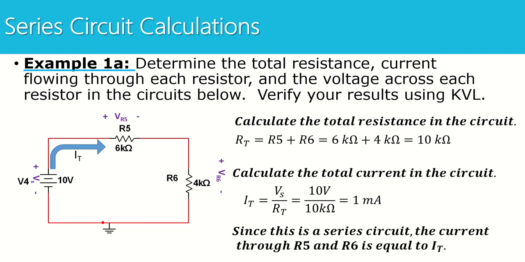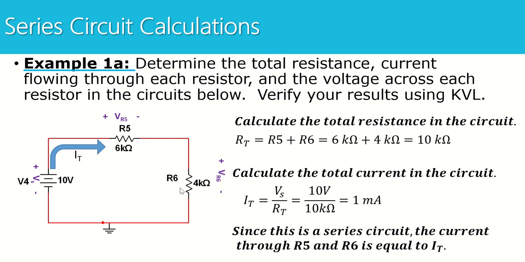Since this is a series circuit, the current through R5 and R6 is the same as the total current. They all have the same current. So I know the current for R5 and I know the current for R6. We're never going to assume that any resistor that we have has the same current as the total current. Those are always two separate ideas. There will be coincidences where the total current is also the current of a particular resistor, but we don't want to just assume that. It's all based on relationships.